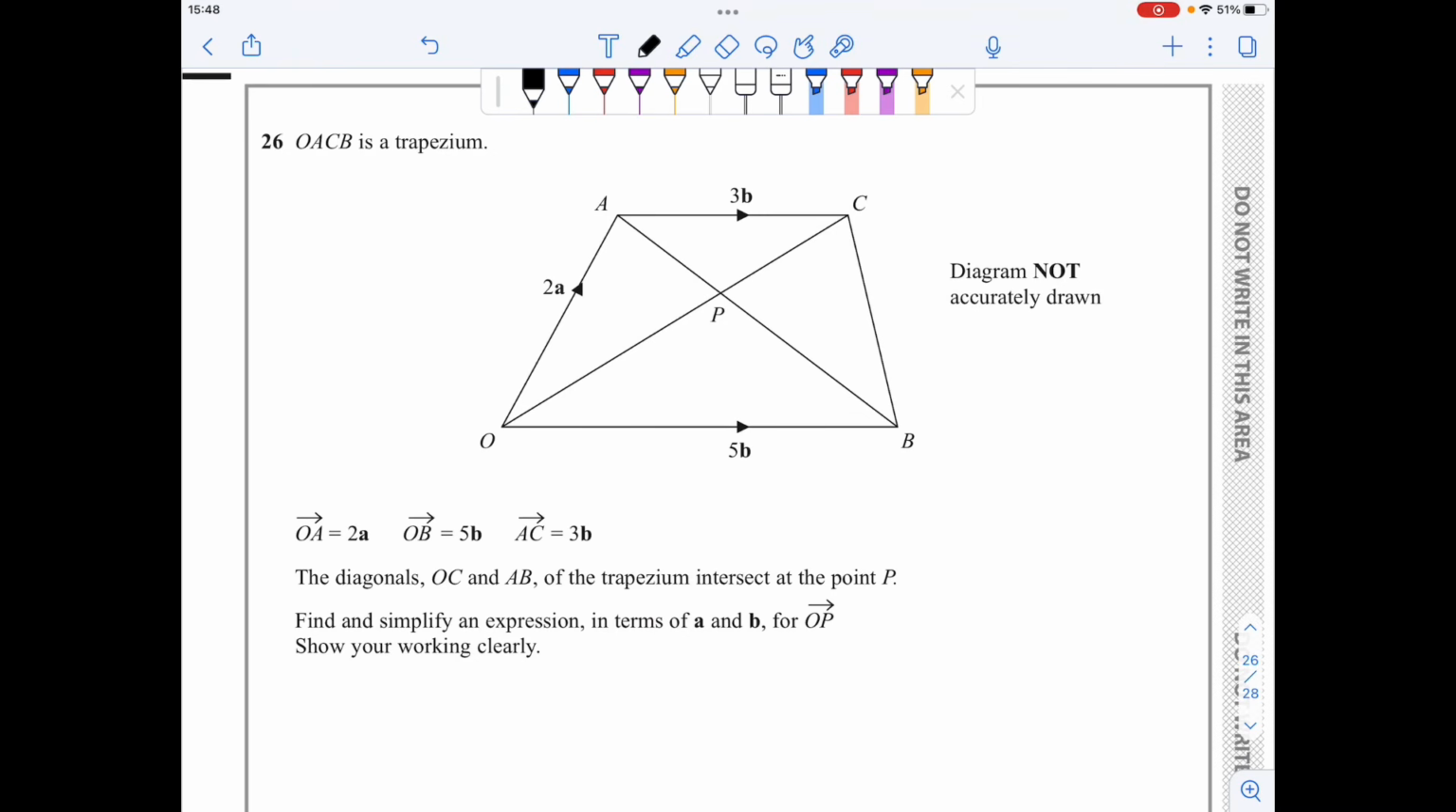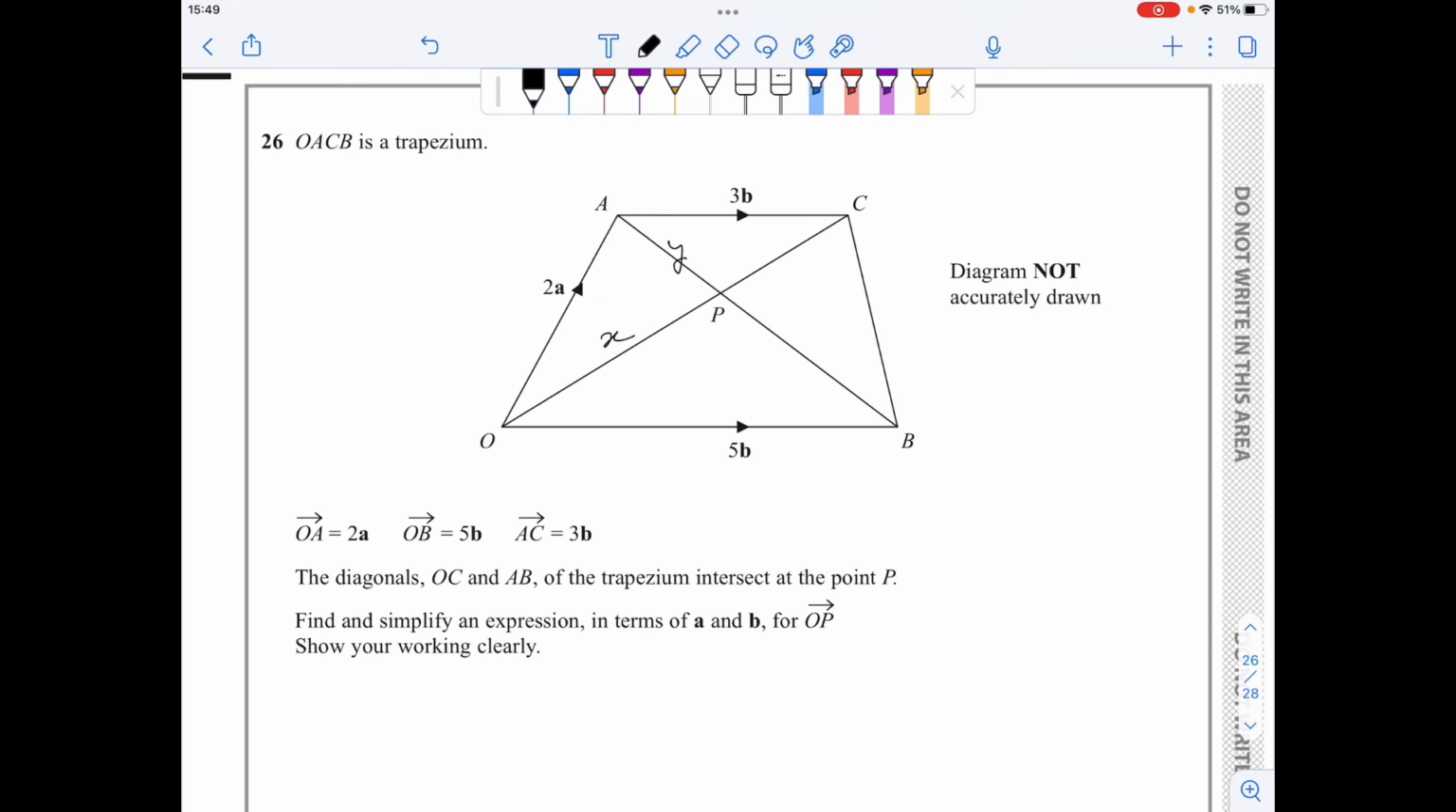For question 26, I'll start by finding the ratio of either OP to PC or AP to PB. I know neither of those two. Now let's use an unknown letter to indicate the fraction OP to the whole thing. I can use X, remember this is the fraction, and PC is the rest, which is 1 minus X. And let's also put Y on AP. So PB is the rest, it's 1 minus Y.